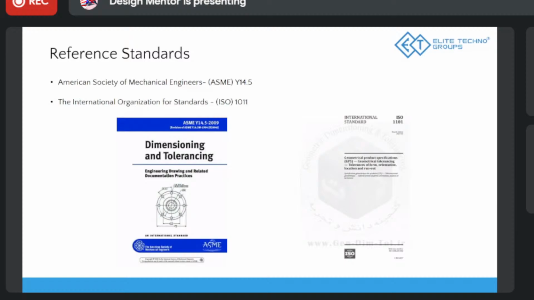So these are the two most used standards. That is the ASME Y14.5, which we'll be using right now in this session. And there's also ISO 1011. So on the internet, you can find both of these, and you can go through both of these to gain more information. You don't have to really go somewhere else to learn about this. You just need effort and time, and you can learn it on your own as well.